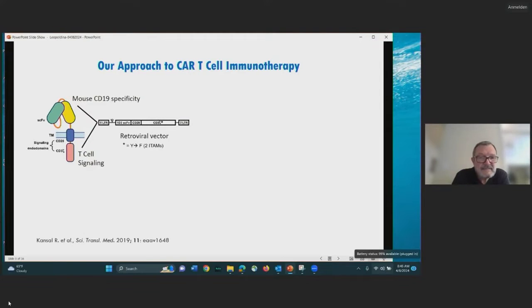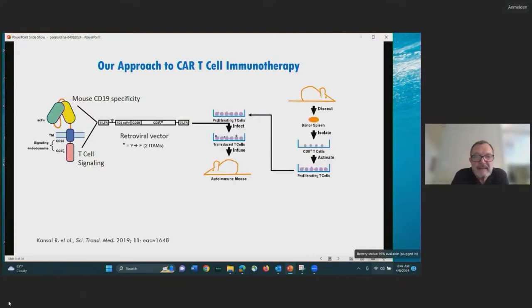In our case, we used the retroviral vector provided by Jim Kochenderfer at the NCI from the Steve Rosenberg lab. And interestingly, I'll come back to this, two out of the three ITAMs in the CD3 zeta had mutations of tyrosine to phenylalanine, thus reducing their signaling capacity in vivo. Now, these genes were delivered by retrovirus into activated splenic CD8 T cells before expansion for 6 days and injection into autoimmune mice.